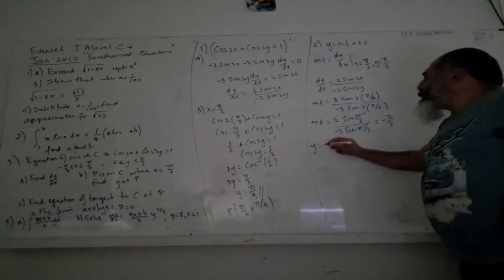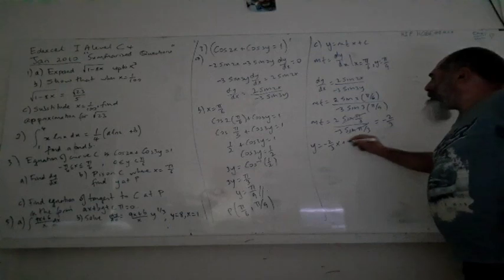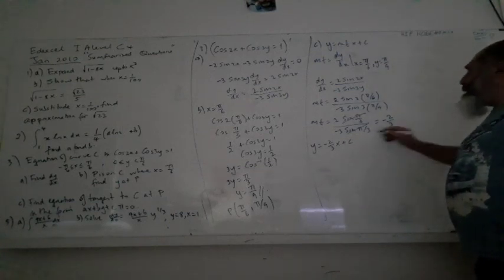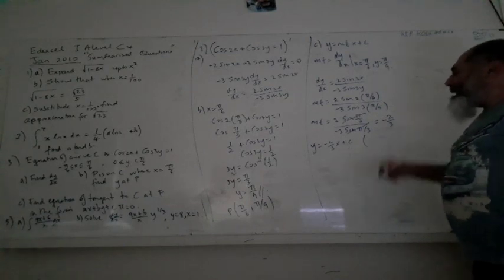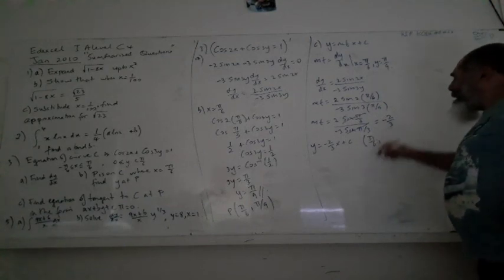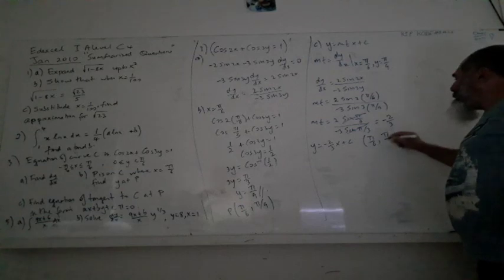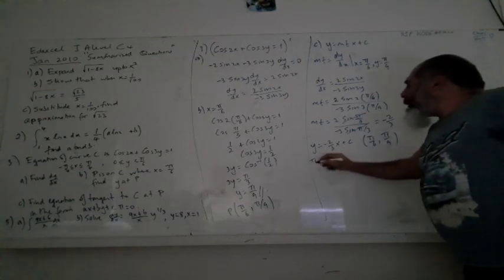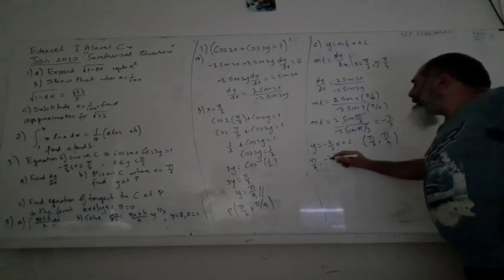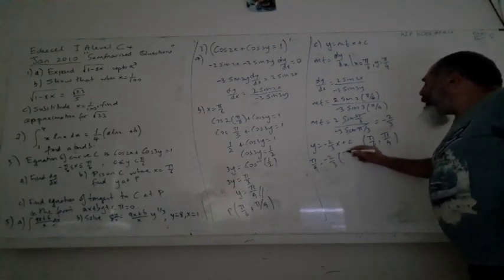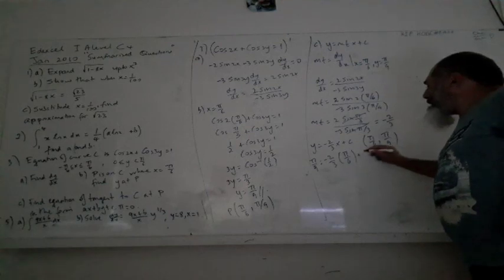y is equal to minus 2 over 3 x plus c. And we know that it is going to pass through the point P with coordinates pi over 6 and pi over 9. Pi over 9 is equal to minus 2 over 3 times pi over 6 plus c.